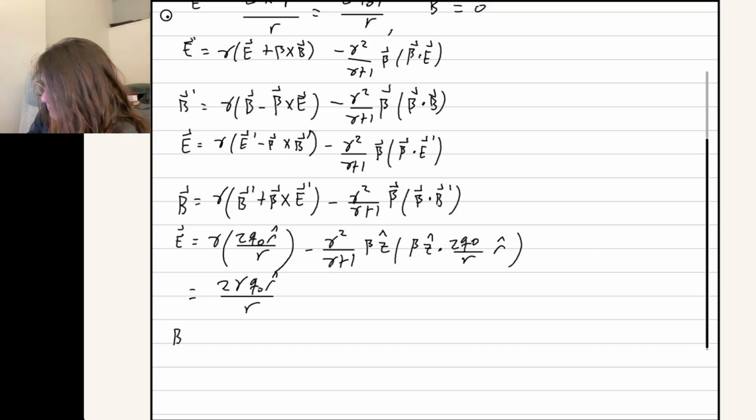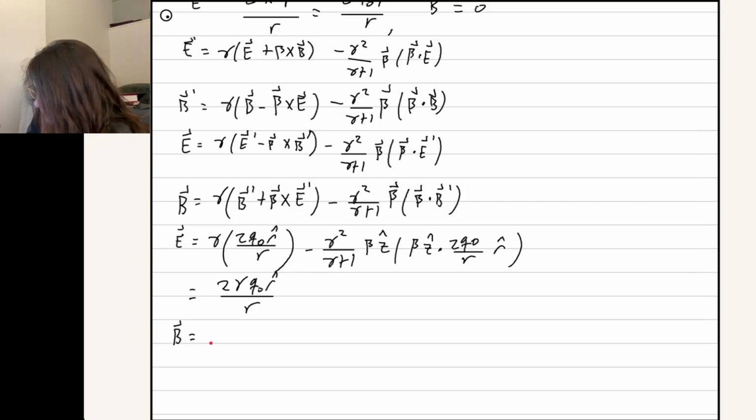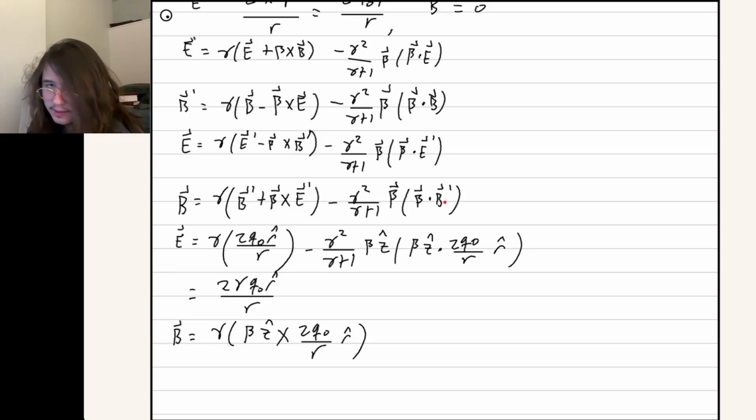Similarly, we can go ahead and get the B field then. Since we have B prime, this is 0. But then we'll still have a term which is the beta vector, in the z direction, crossed with the electric field, which is 2q naught over r times r hat. This other term is 0 again, because B prime is 0, so the whole thing goes to 0. Okay.